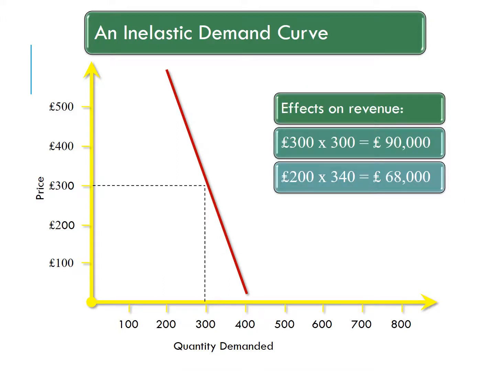And here we can see that at £300, if they sell 300, their revenue is £90,000. If they lower the price to £200 and sell 340, the revenue has actually gone down. So for this business, if the product has price inelastic demand, then lowering the price is not a good strategy, as it reduces overall revenue, the money received by a business.